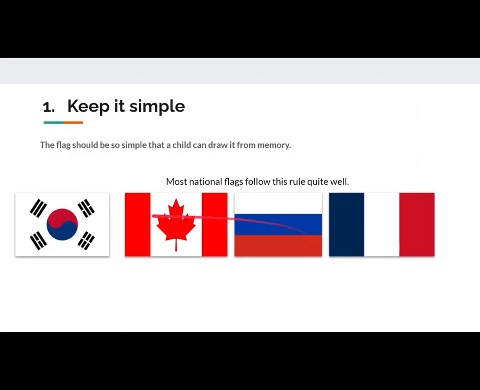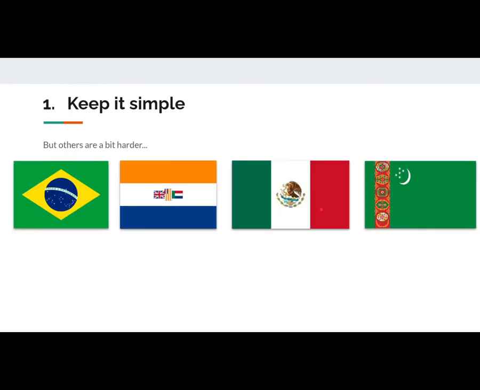All right. So, simple. Keep it simple. Not everyone followed this, though. We see the flags of Brazil, Old South Africa, Mexico, and Turkmenistan. You can see how it's a little more complicated. Things get a little harder. The Brazilian flag has words on it, Ordem e Progresso, and it's got stars in a particular order. South Africa's old flag has 3 smaller flags on it, 4 technically if you include the Dutch flag over there.